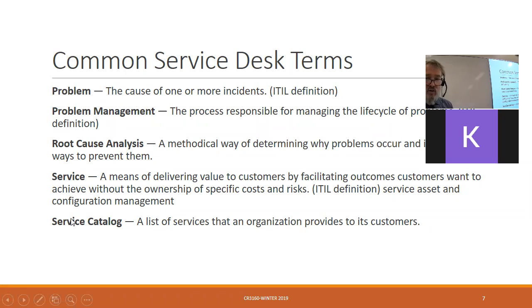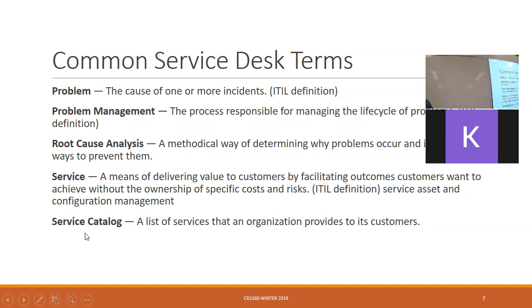So we have this other term here, which is service. Service is going to be a little bit different than just an incident or a problem. I don't want to use the word service to describe service because that's just going around in circles, but it's something new that's offered to our customers that they didn't have before. So that could be a service that's being implemented.